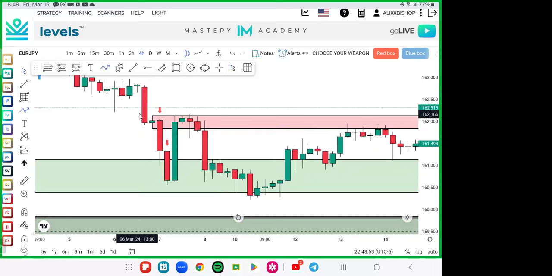So look, check me out. We were trying to break and close above this one, but notice how this zone holds it down. We get resistance and we go lower. We go lower.